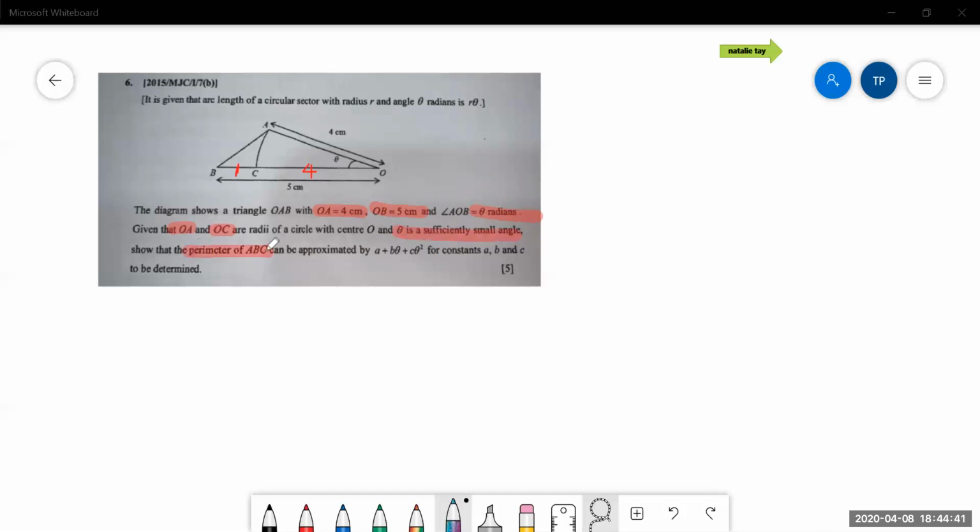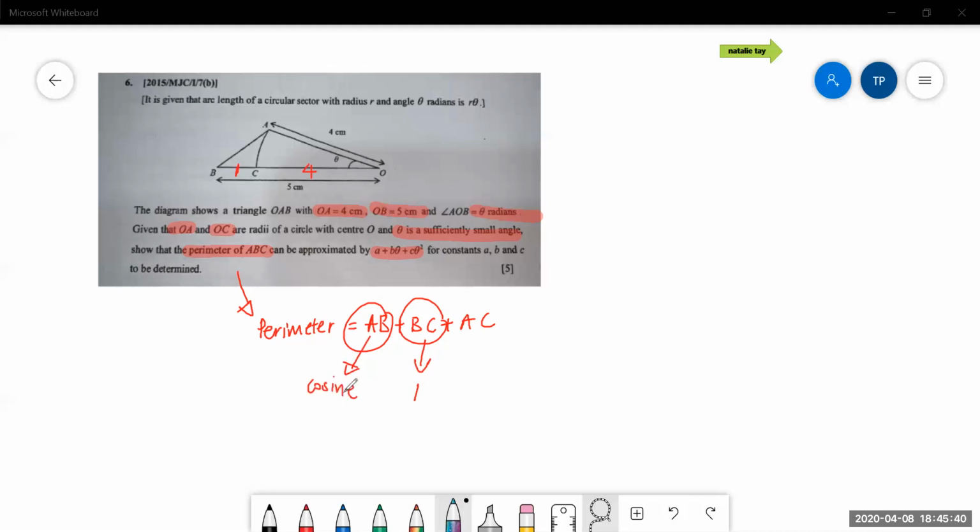Show that the perimeter of ABC is approximated to this. So perimeter of ABC means AB plus BC plus AC. To find AB, you should use cosine rule. How to find BC? We already know, because BC, we stated that it is 1.